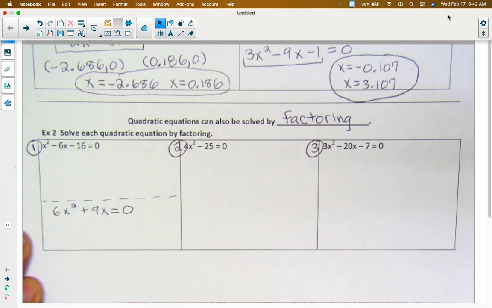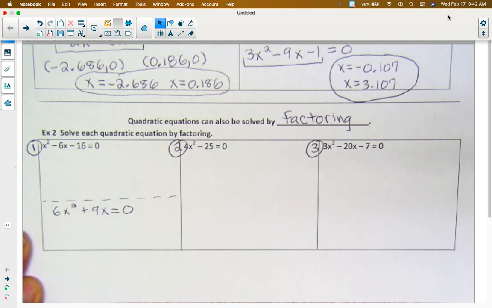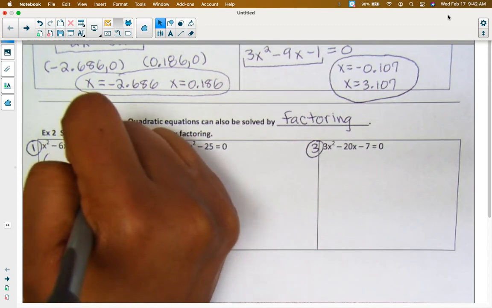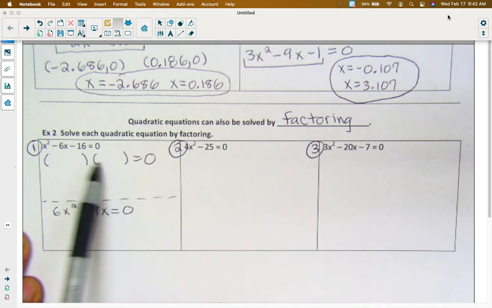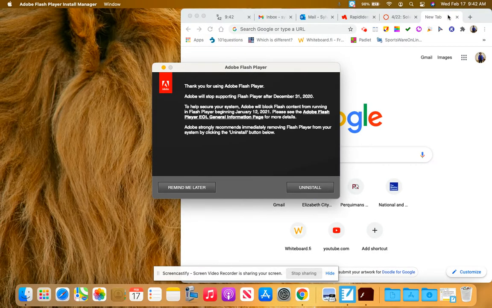And even before I jump into that, your first step when you do any kind of factoring is to check for a greatest common factor. These 3 terms do not have anything in common, so I'm technically skipping that step. So we'll go ahead and set up our parentheses. Something times something has to give me x squared. That's just x and x. And then something times something.